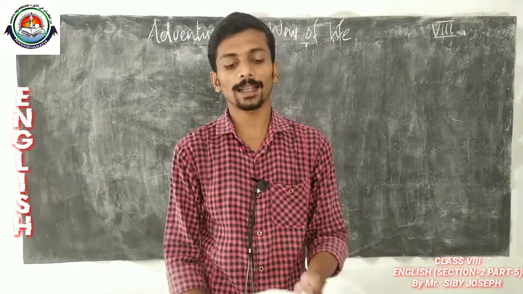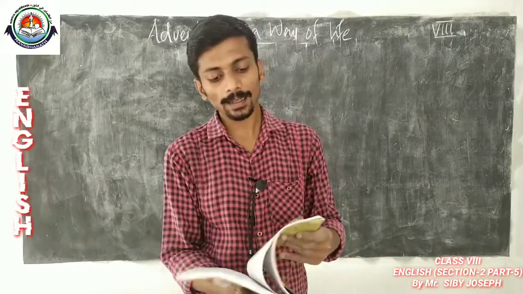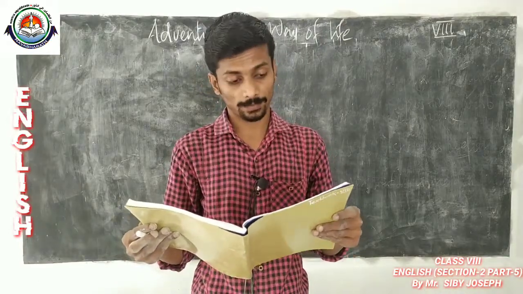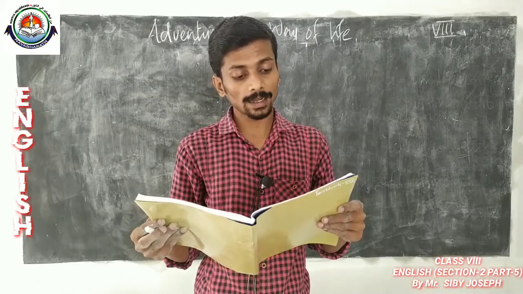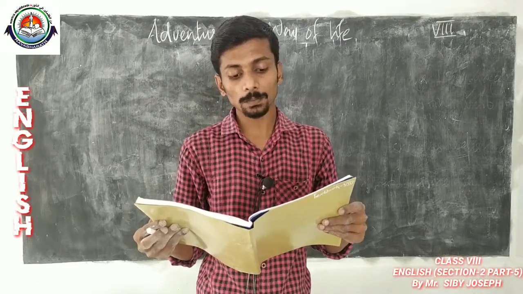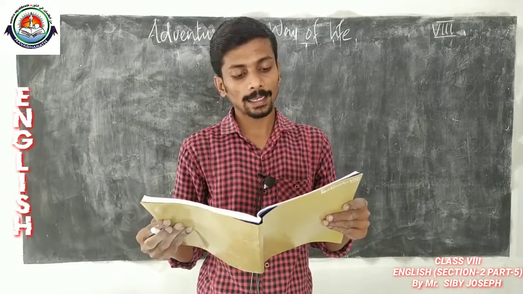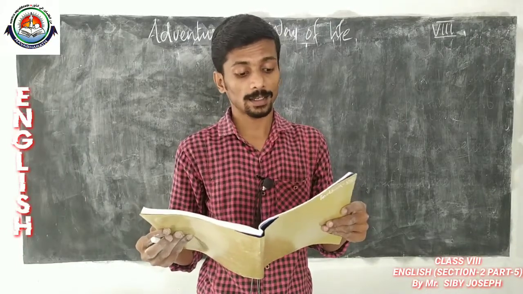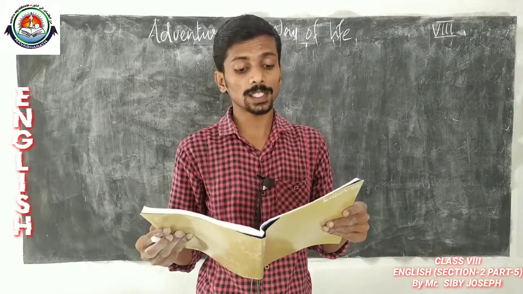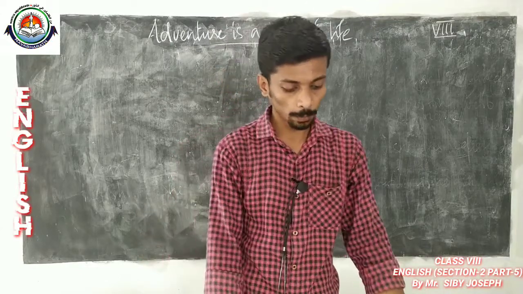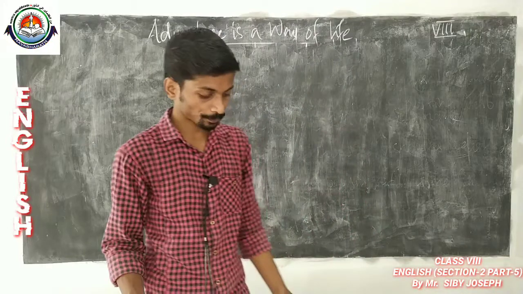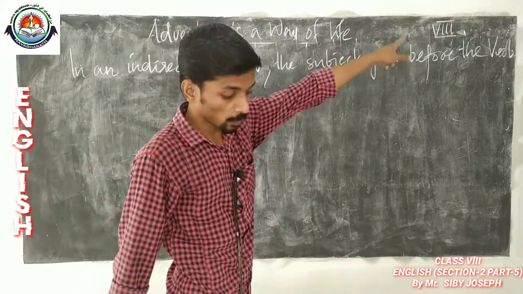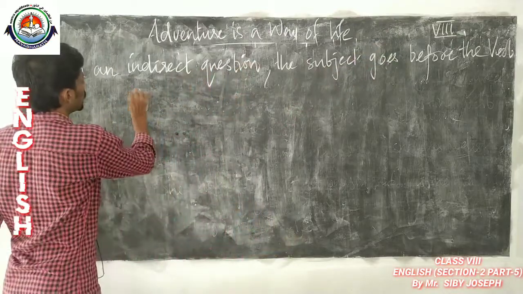Now, let us move to the next rule. So, please read the next rule. Indirect questions are different from direct questions in another way. In an indirect question, the subject goes before the verb as in a statement. "Can I use your oxygen mask?" She asked. She asked if she could use his oxygen mask. So, please go through this rule. In an indirect question, the subject goes before the verb. Now, look at the example.